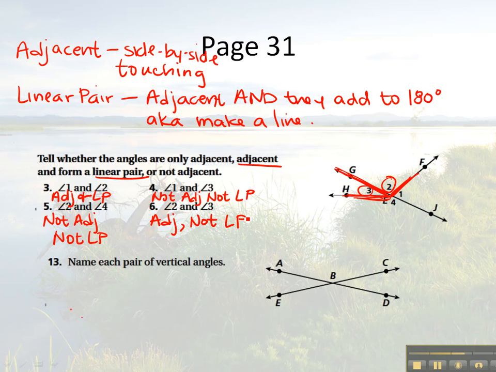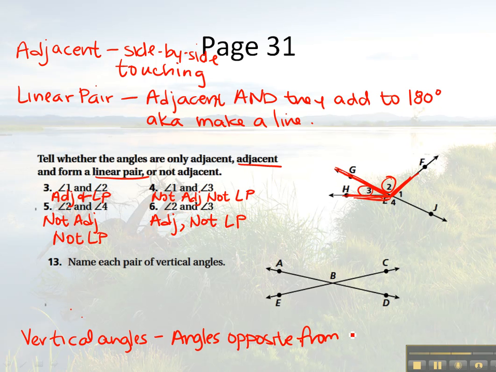Okay, the last problem on here is asking about vertical angles. Vertical angles are angles that are opposite from each other. Okay, so in this example, this angle right here and this angle would be opposite from each other.